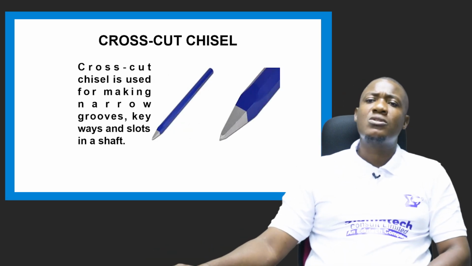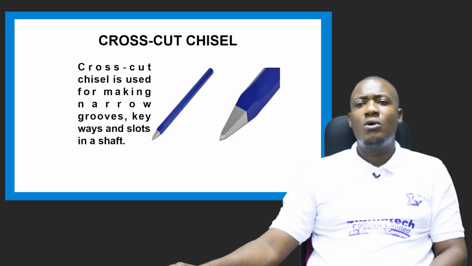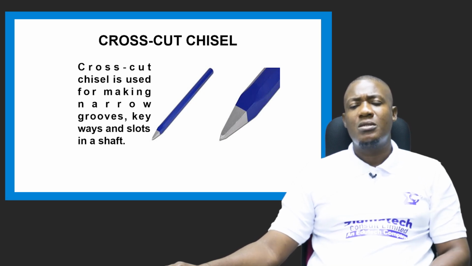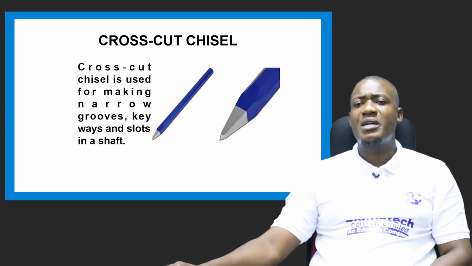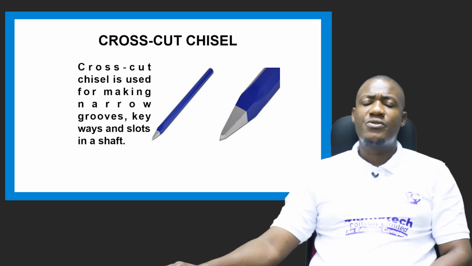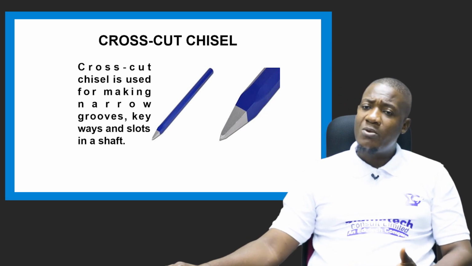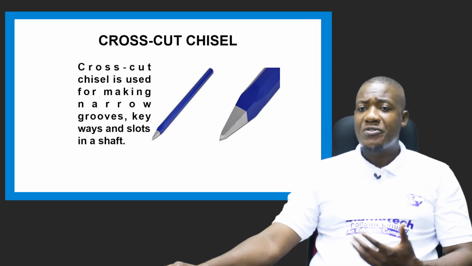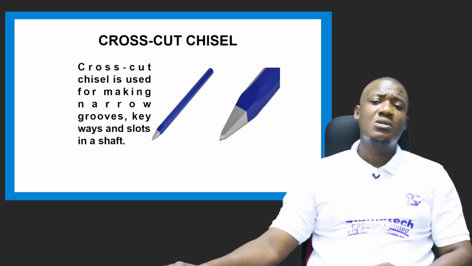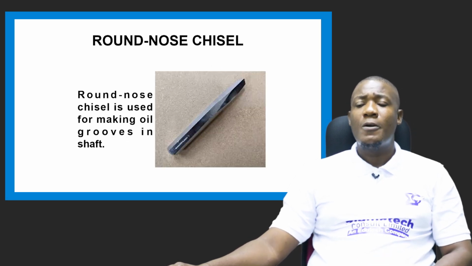We also have another chisel we call the cross-cut chisel. They are used for making narrow grooves. See the way it looks. They're also used for making keyways. They are used for making slots in shafts. That's what we use this kind of chisel for. We can use them to make keyways, to make slots in shafts, and to make narrow grooves. That's what this chisel can be used for in woodwork.